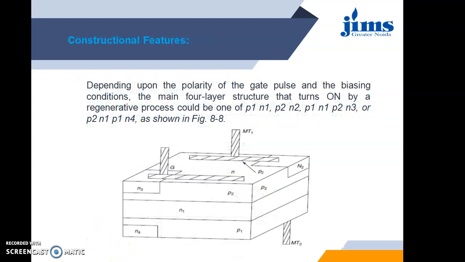Now this is the construction of the Triac, having different layers. This is P, N, P, N, and this is N, P, N, P. So this is terminal 2, this is terminal 1, and this is the gate terminal.